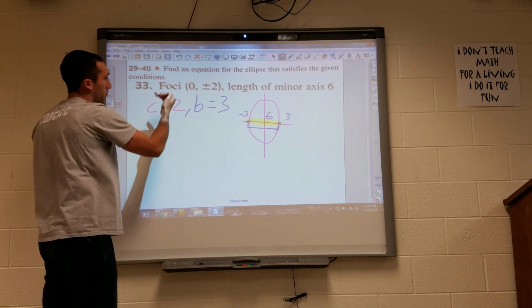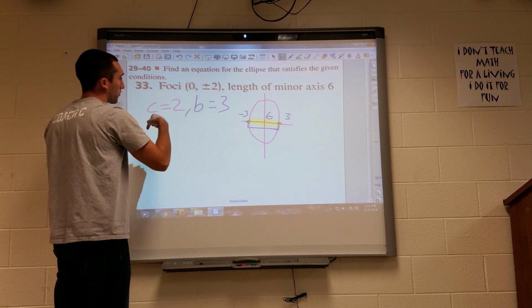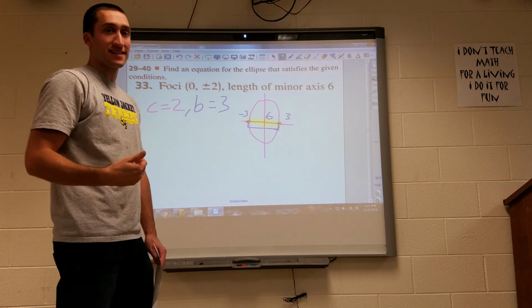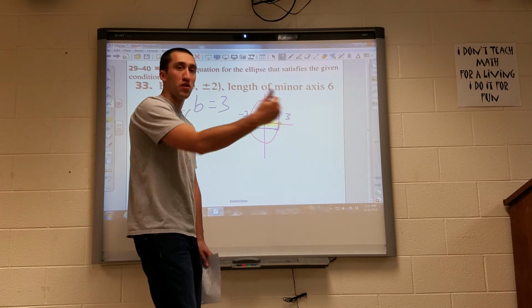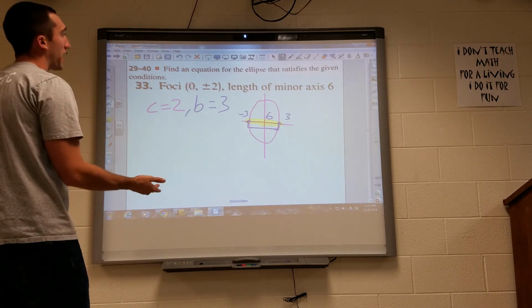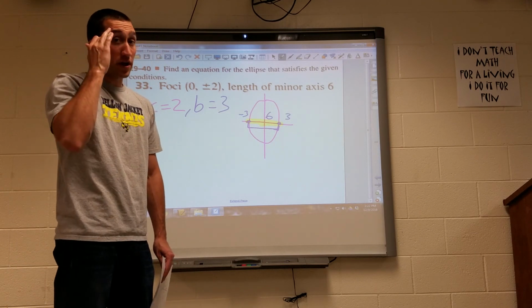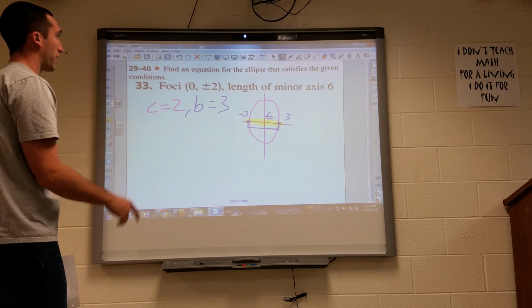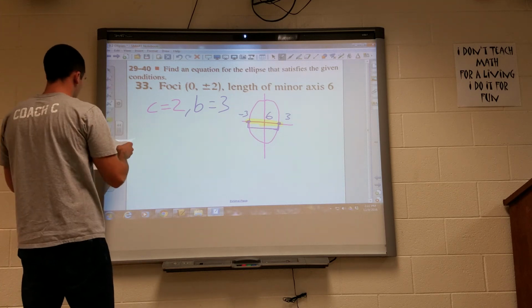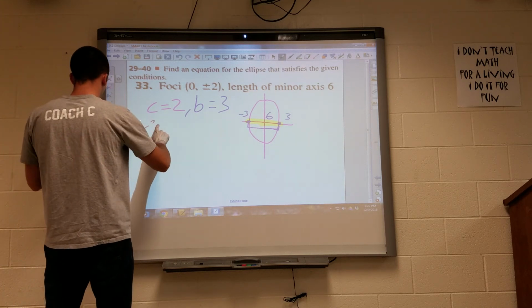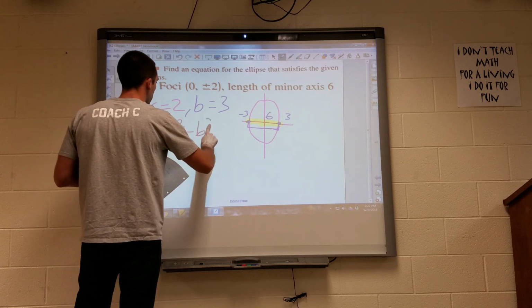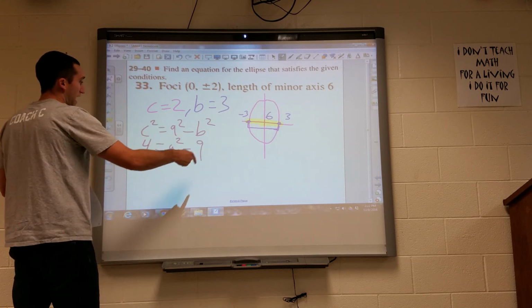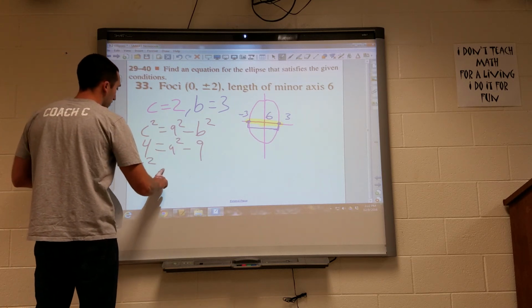So my b value, and my c value comes from the foci, right? The foci are plus or minus c. The b comes from the fact that my minor axis is length 6, so that means each point is 3 units away from the origin. Then we can find my a using the c squared equation, and plug it back into the general equation to find the exact equation. So if I solve for a, I get c squared equals a squared minus b squared. So I get 4 equals a squared minus 9. If I add the 9 to the other side, I get a squared equals 13.